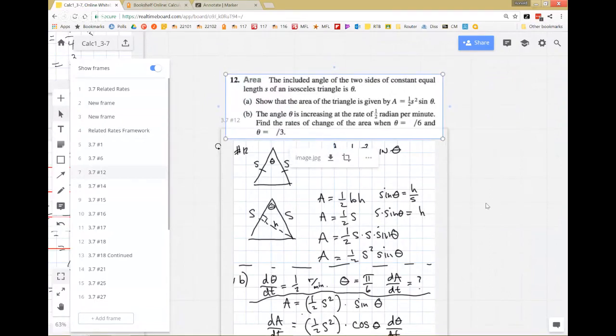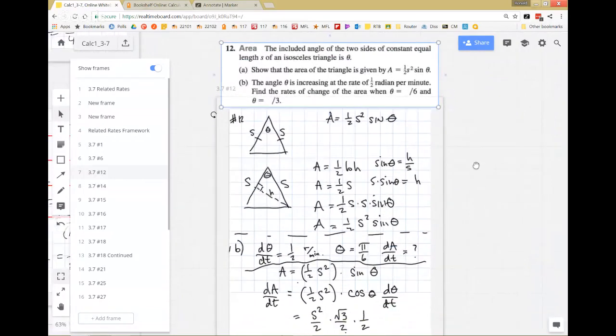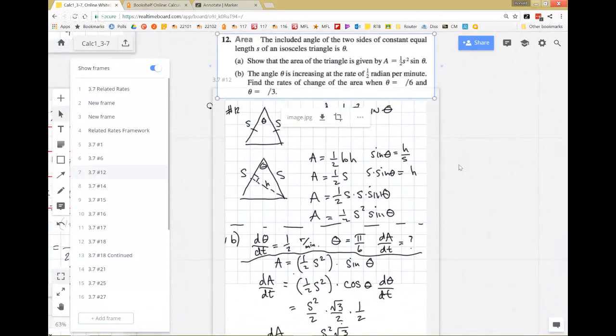The included angle of two sides of constant equal length S of an isosceles triangle is theta. So if you look down at my drawing here, I'm applying that. I've got the two equal sides S with the angle theta in between. A, show that the area of the triangle is given by A equals 1/2 S squared sine theta. That's where we want to end up. Okay, so I probably shouldn't have written it on top, but that's where we want to end up.